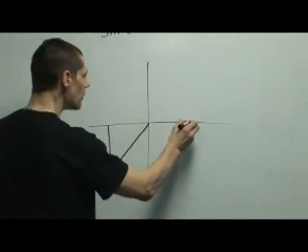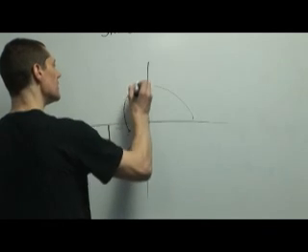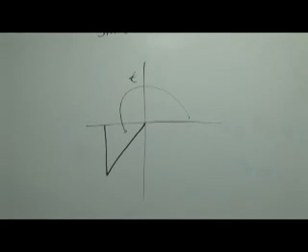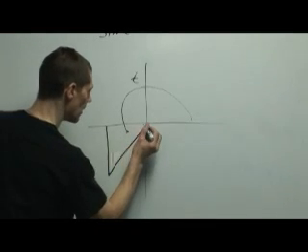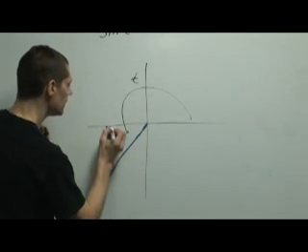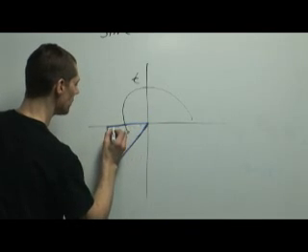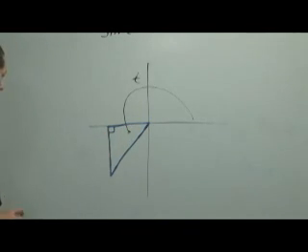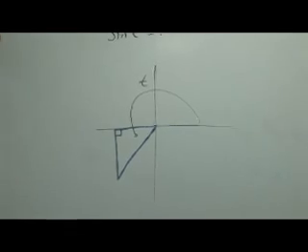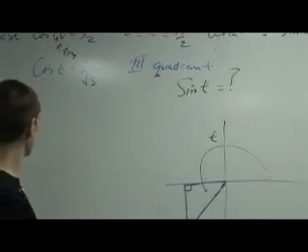Now, remember, all the way around is t. However, we are using this triangle right here to figure out our problem. Okay, so what do we know? We know that the cosine of t is 2 divided by the square root of 5.